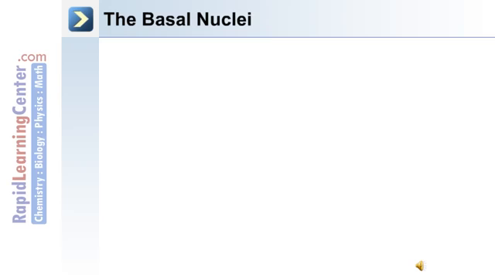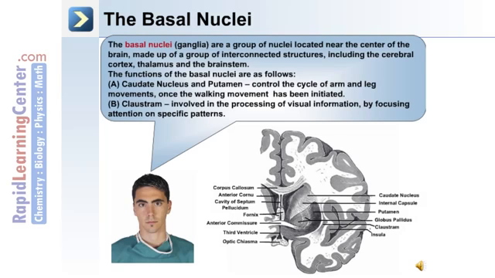Deep within the brain are the basal nuclei. The basal nuclei or ganglia are nuclei located near the center of the brain, made up of a group of interconnected structures including the cerebral cortex, the thalamus, and the brainstem. The functions of the basal nuclei are as follows. A. The caudate nucleus and the putamen. These control the cycle of arm and leg movements once the walking movement has been initiated. B. The claustrum. This is involved in the processing of visual information by focusing attention on specific patterns.